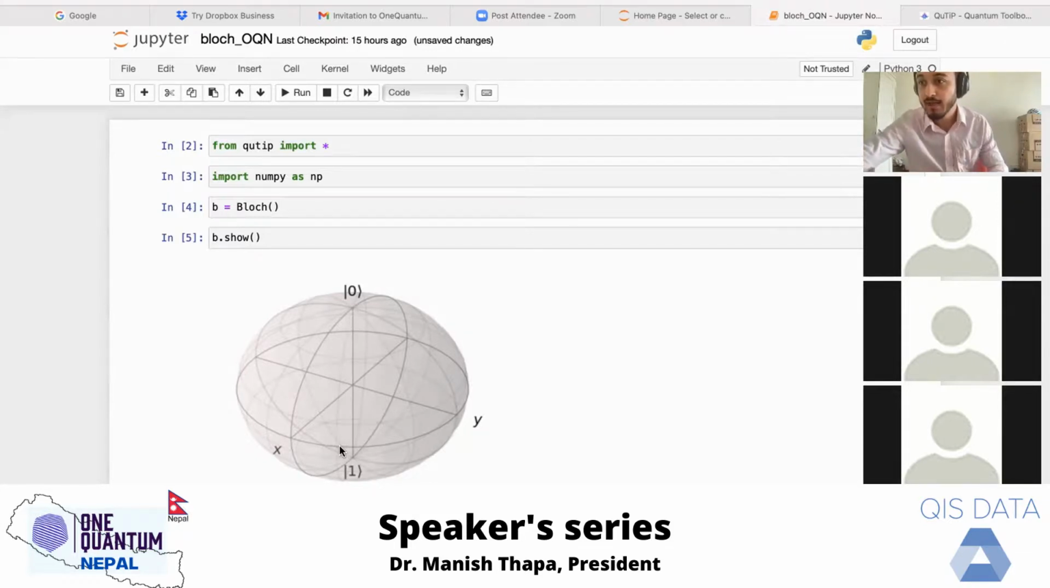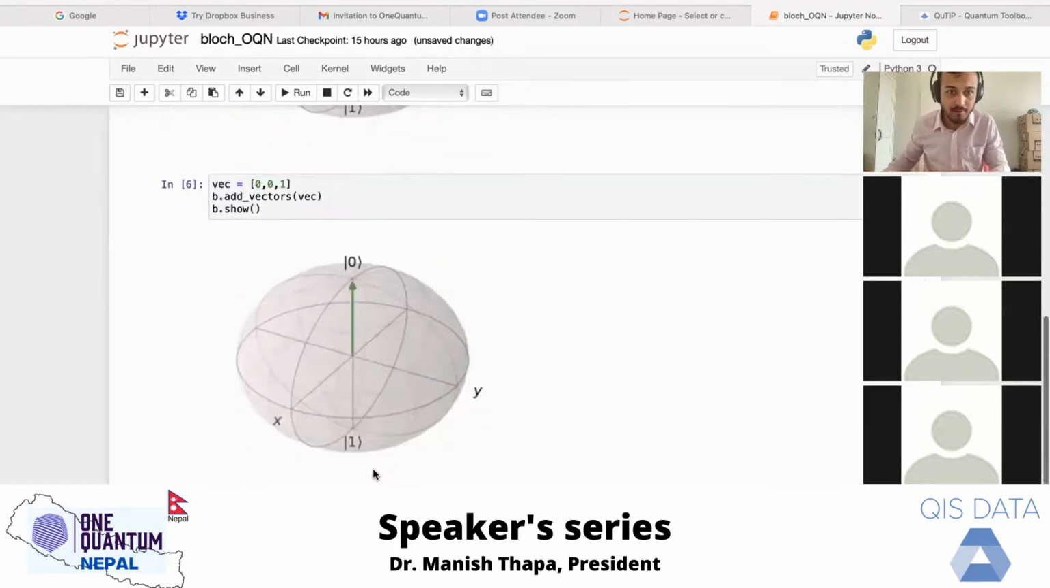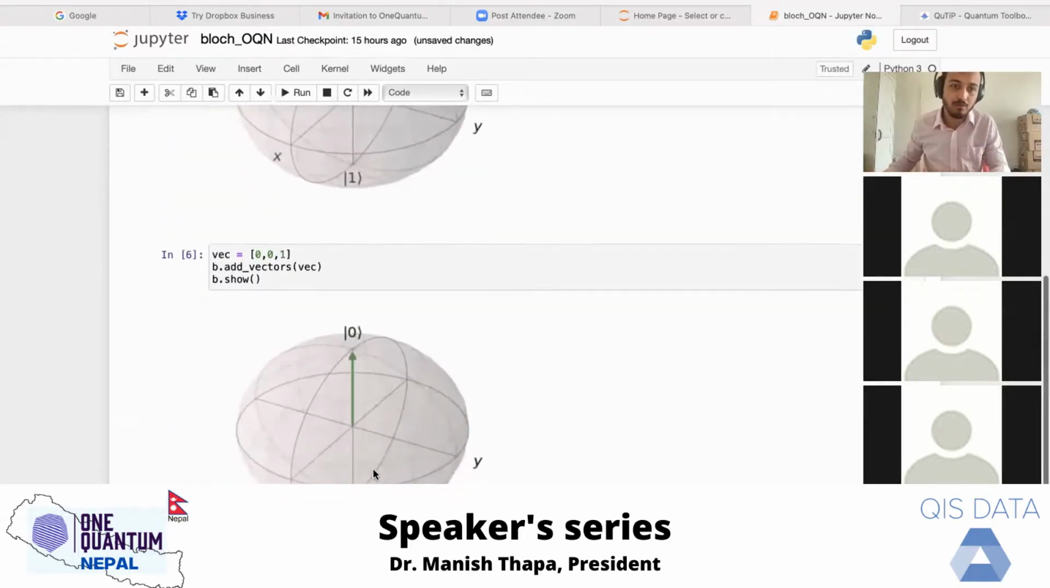Now I can manipulate the states. Let us first define a state, or let us plot some vectors. Let's say the vector 0, 0, 1, and let us say b. If you do b dot add vector, and then b dot show, look, it adds a vector on the north pole. So x, y, z. This is again simple math.